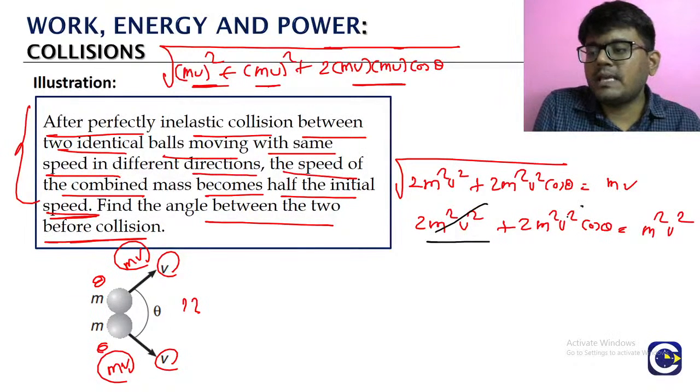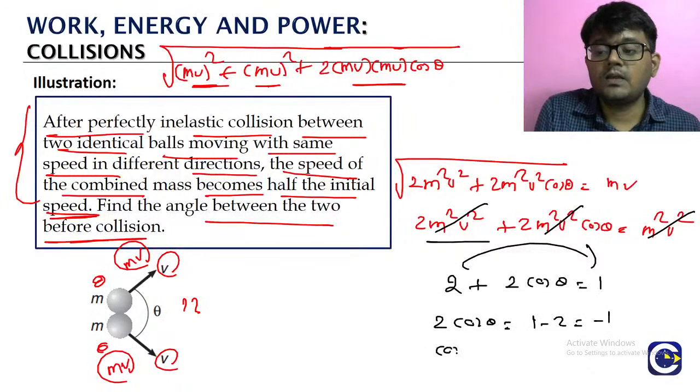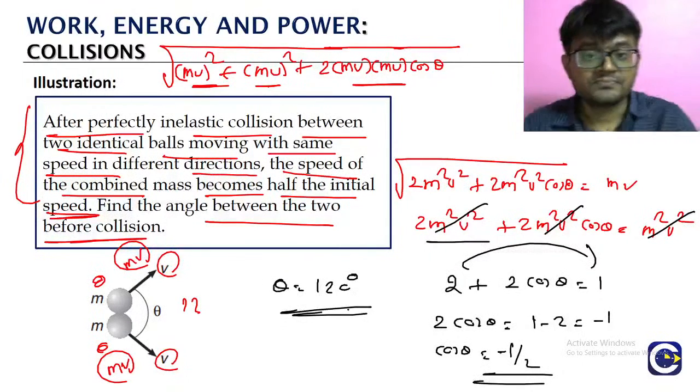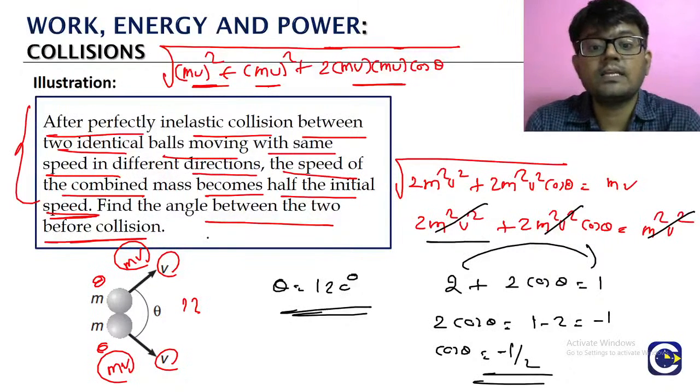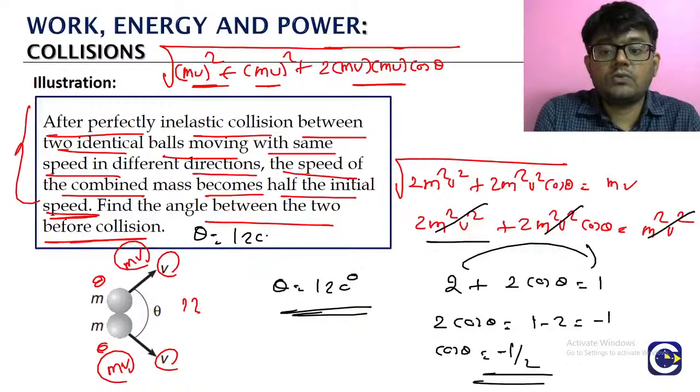On both sides we can cancel m square v square. After cancelling, what comes? 2 plus 2 cos theta is equal to 1. Taking the 2 to the right side, it becomes minus 2. 2 cos theta is equal to 1 minus 2, which is minus 1. Cos theta is minus half. Cos theta minus half means what is the theta value? 120, because cos 120 is minus half. That's the answer. They are asking for the angle between the two bodies before the collision, and that is theta equal to 120.